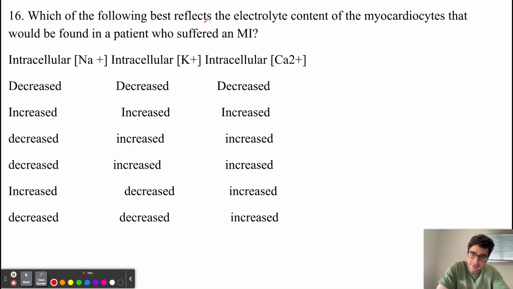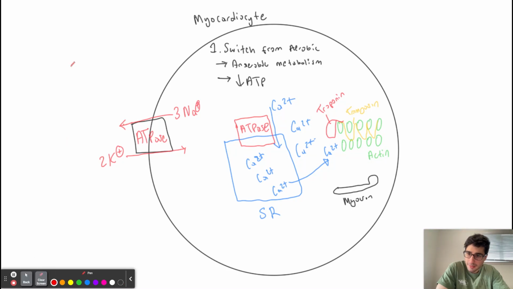Which of the following best reflects the electrolyte content of the myocardiocytes that would be found in a patient who suffered an MI? Now, with an MI, we have an infarction that is going to decrease blood flow going to the heart. So imagine that this circle represents the heart, and this is a coronary artery supplying the heart with blood.